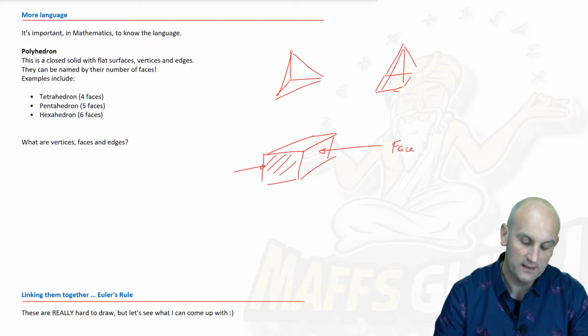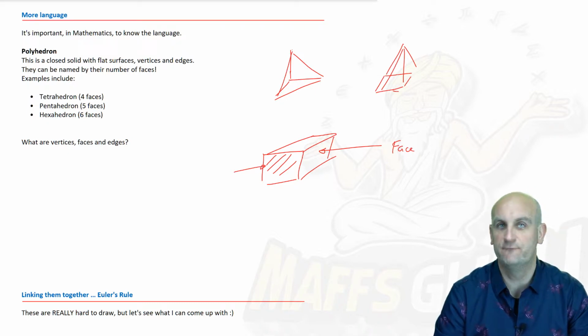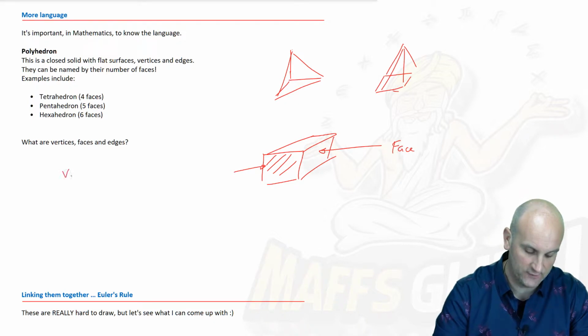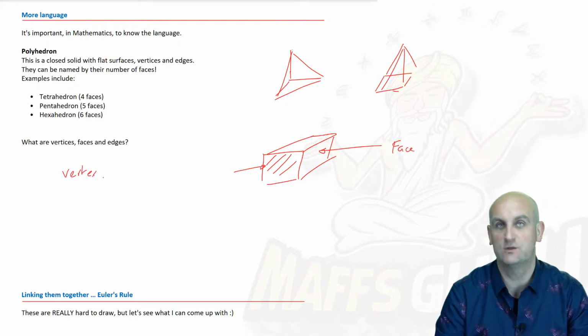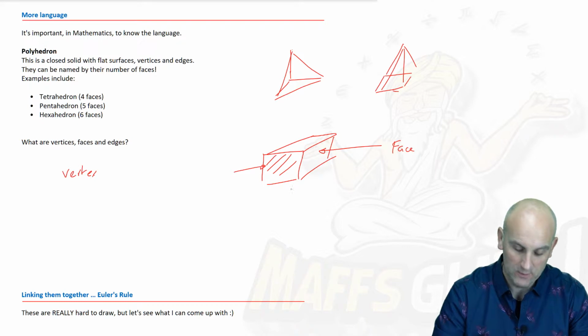An edge, well, pretty sure everyone in this world knows what an edge is, because most things have edges. There is an edge, but what on earth is a vertex or a vertice? Now again, vertex is the singular. It's just the one of them. But vertices is plural, and that's basically another word for corners.